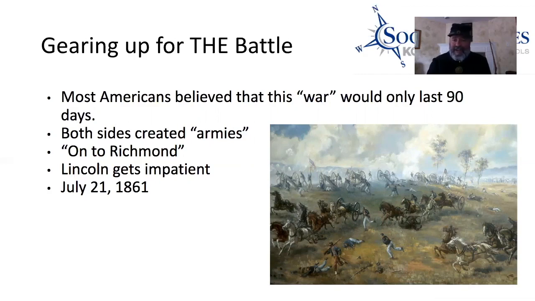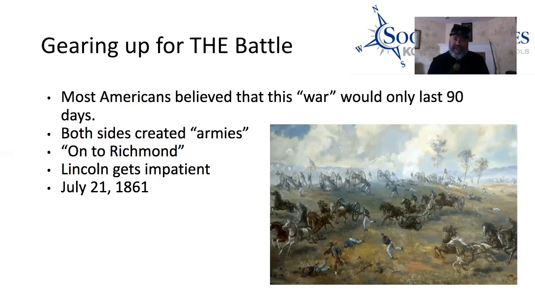So both sides are creating armies, gearing up for the battle that was going to be this war. The call in the North became on to Richmond as the armies were training in Washington. In fact, they were training on the White House grounds. Some soldiers slept in the East Room of the White House, learning how to be soldiers. Most of these kids were just kids. They weren't really soldiers. They didn't know what they were doing. They weren't well trained, both armies, the North and the South.